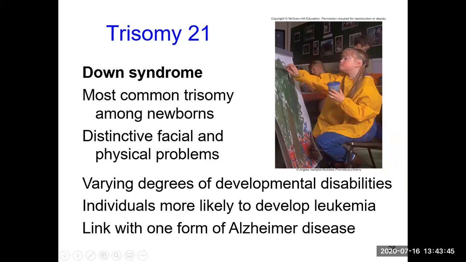So what does Down syndrome look like? You see this slide. This is trisomy 21. This is the most common trisomy among newborns. There are very, very distinctive facial and physical problems. Okay, there are learning difficulties, developmental difficulties, milestones are not reached, mental retardation, and these individuals are highly likely to develop blood cancer, leukemia, and also Alzheimer's. So the mortality rate is very high.